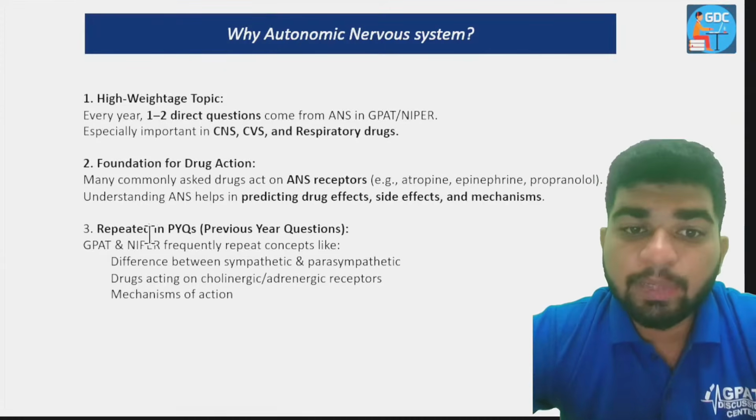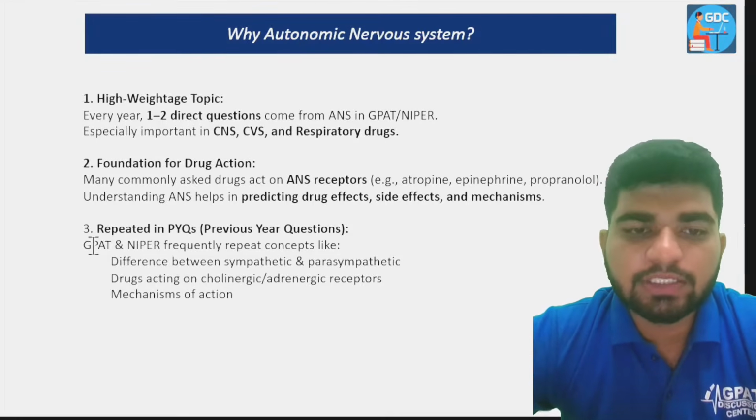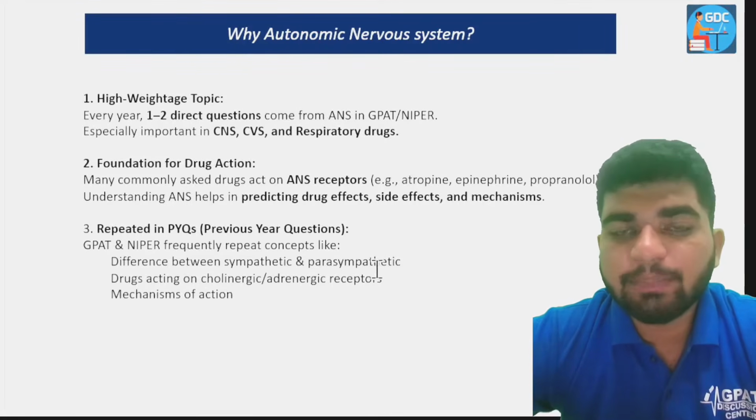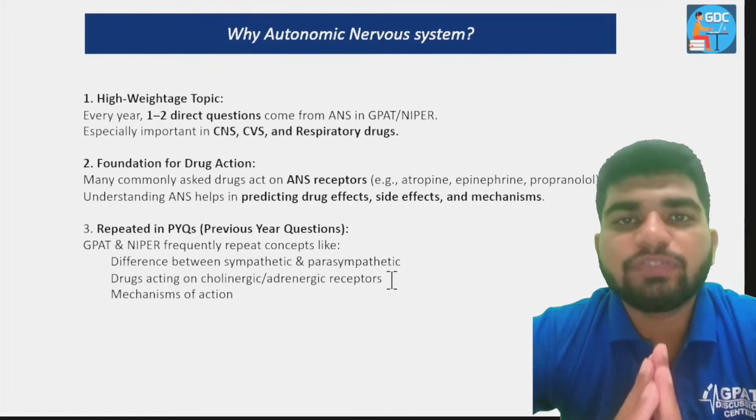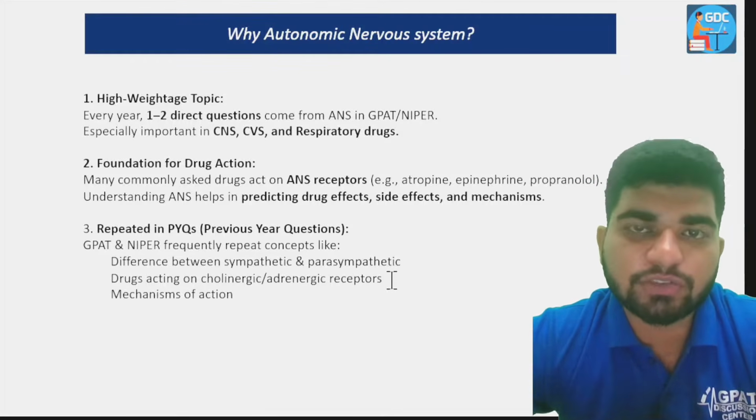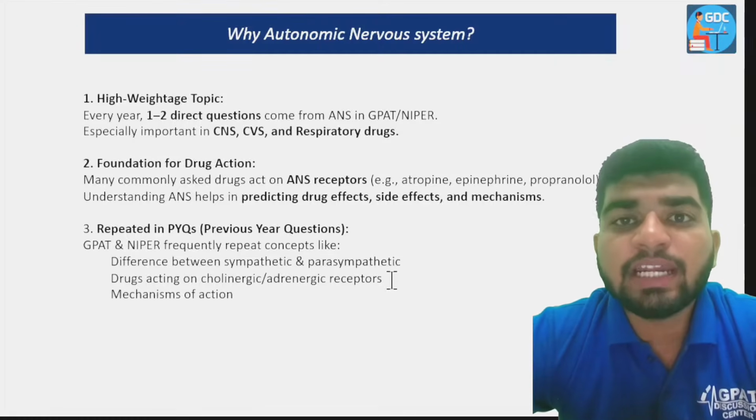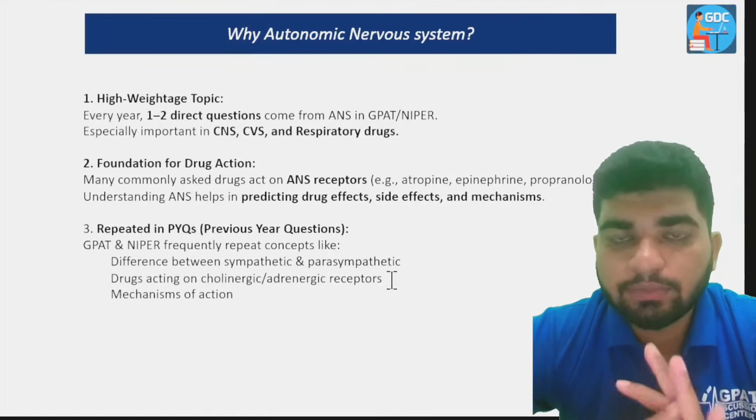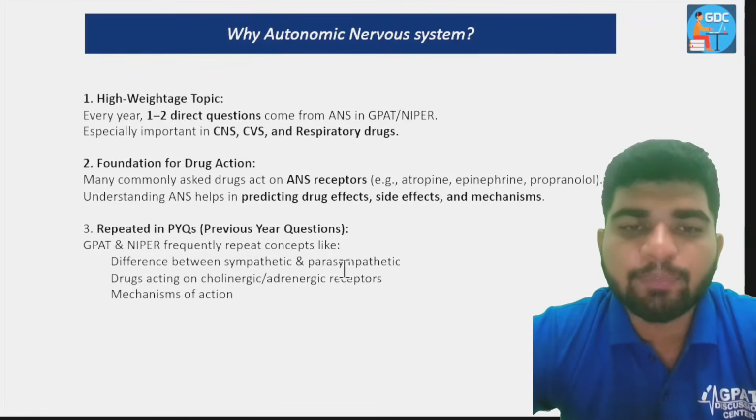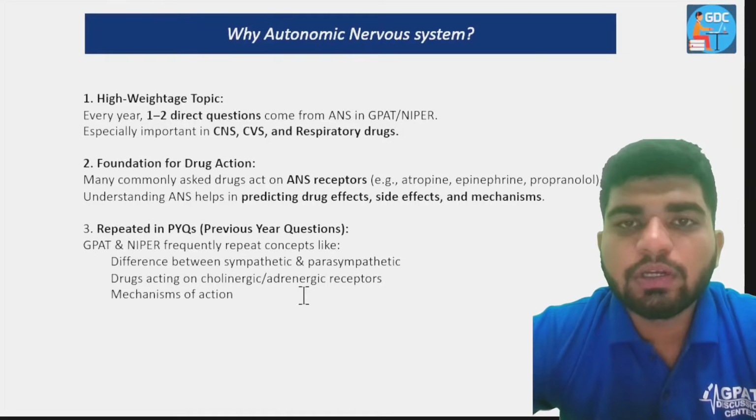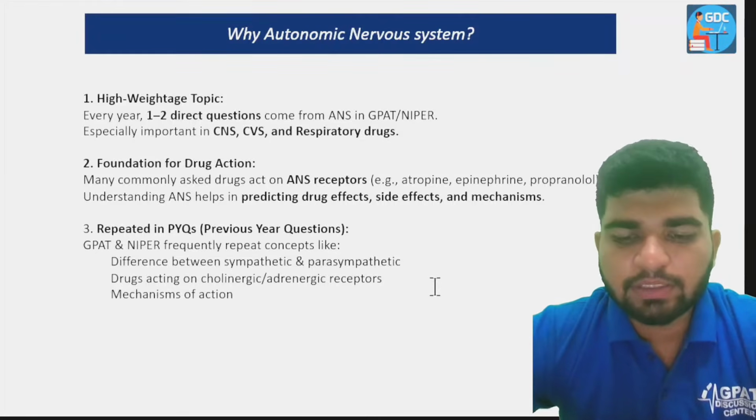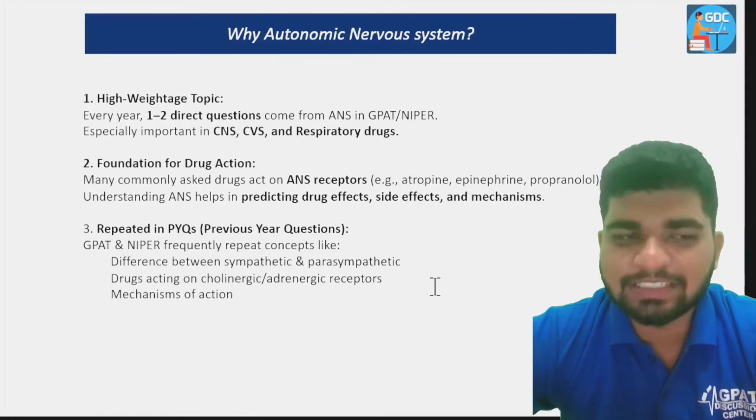These are repeated in PYQs, previous year questions. GPAT and NIPER exams frequently repeat concepts like the difference between sympathetic and parasympathetic systems, and drugs acting on cholinergic and adrenergic receptors. You will see classification questions coming directly from the classification, for example, which is the indirectly acting cholinergic drug, or which drug acts as a beta blocker on beta 2 receptor or beta 1 receptor. These types of questions may be asked in exams like GPAT, NIPER and pharmacist exams. So let's start. Shall we start? Yes, we should start.